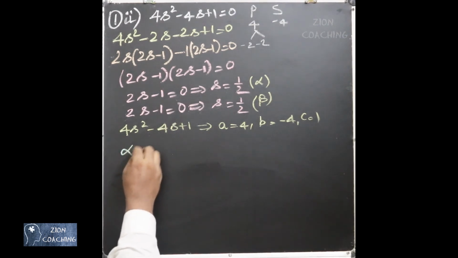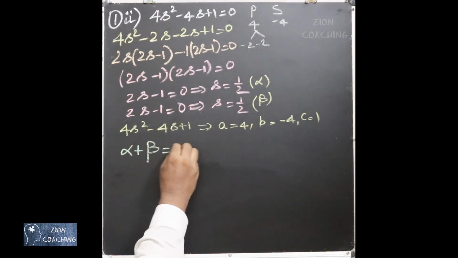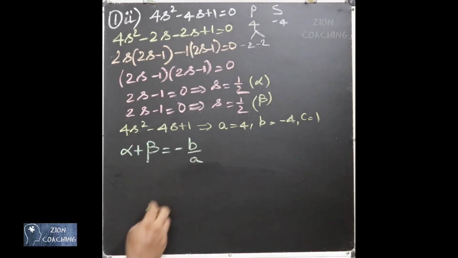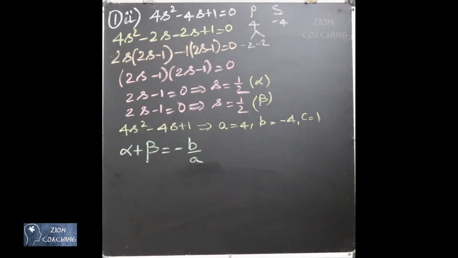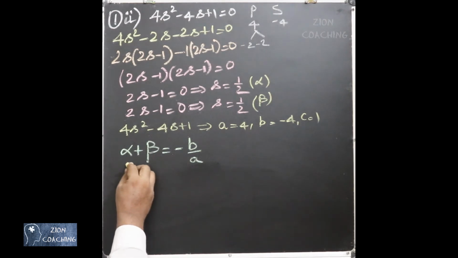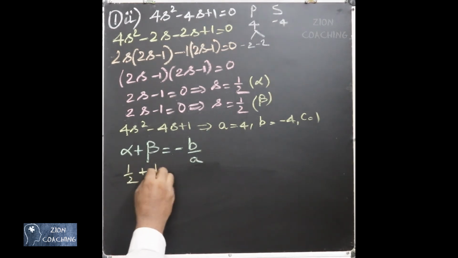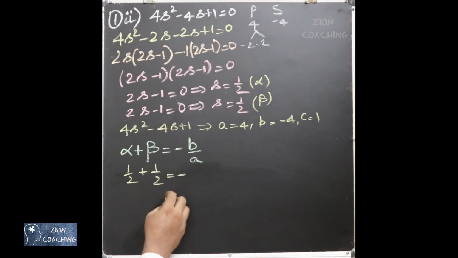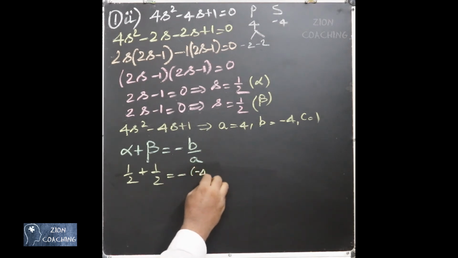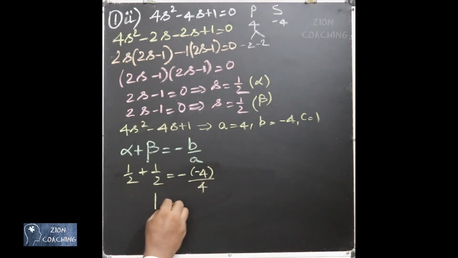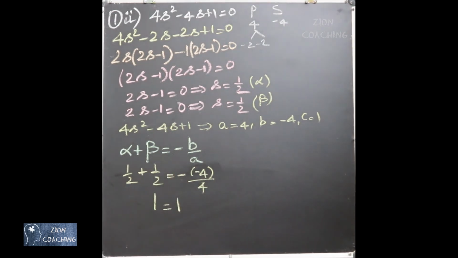The first relationship is alpha plus beta is equal to minus b by a. Substituting the values, alpha is 1 by 2, beta is 1 by 2, minus of b value is minus 4, a value is 4. Half plus half is 1. Minus of minus 4 is plus 4. 4 divided by 4 is 1. Now we have shown that both the sides are equal. So the first relationship is verified.